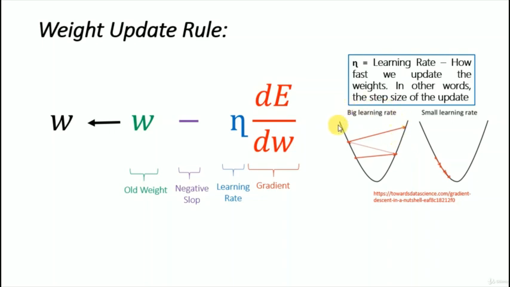This is an example of applying gradient descent with a big learning rate, and this is an example of applying gradient descent with a small learning rate. As you can see, the step size is very small right here, and through several iterations, you'll reach this minimum point. So this is the weight update rule with learning rate.